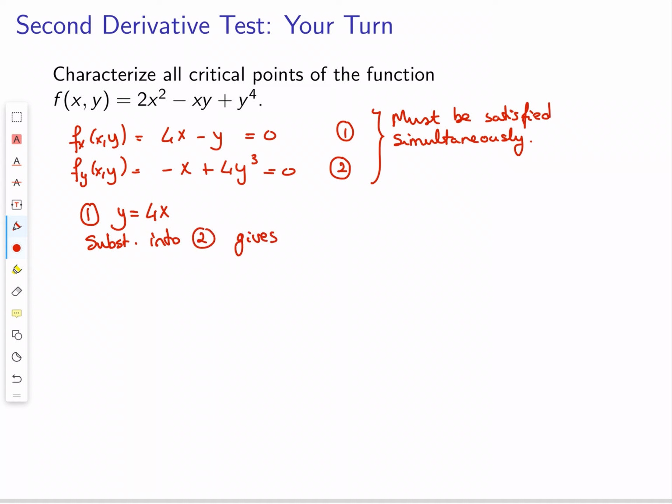And so doing that gives that 4 times y cubed. Well, y is 4x. We're going to cube that. And then we still have to subtract x. I've turned the terms around. That has to be equal to 0. So that means that 256x cubed minus x has to be equal to 0.